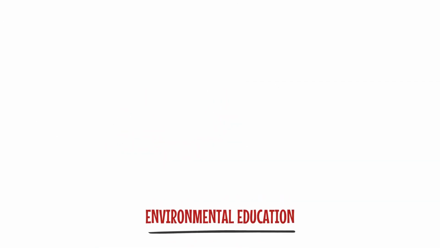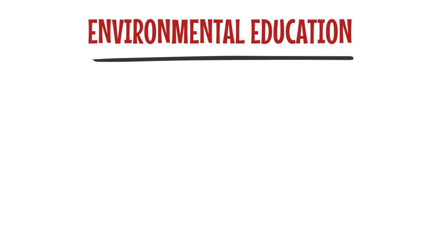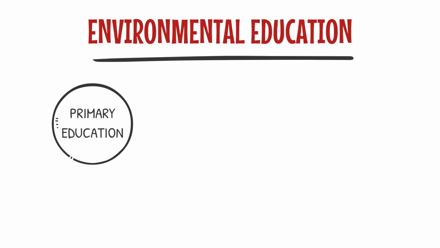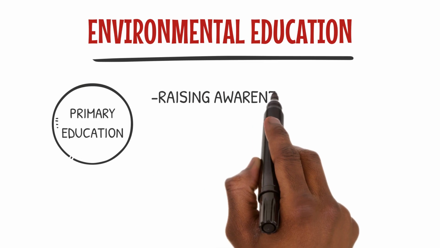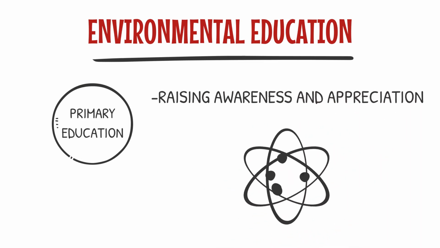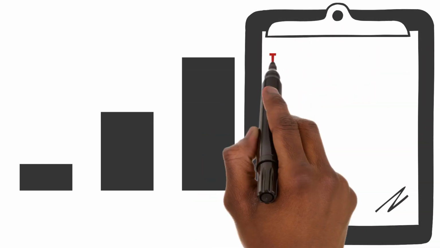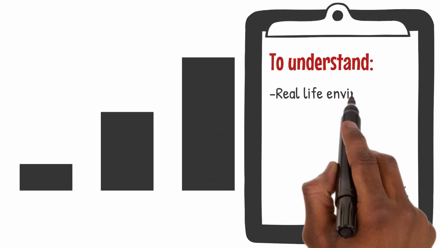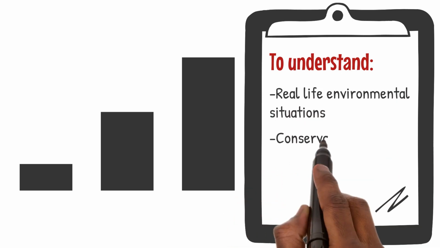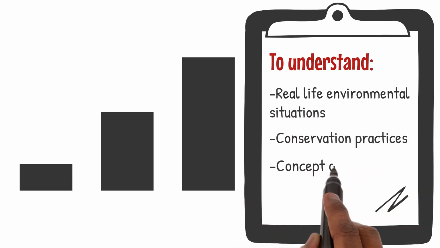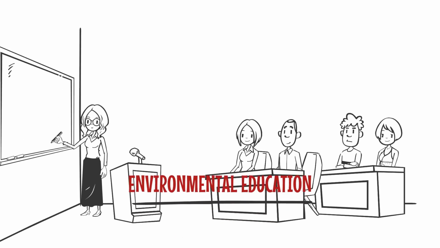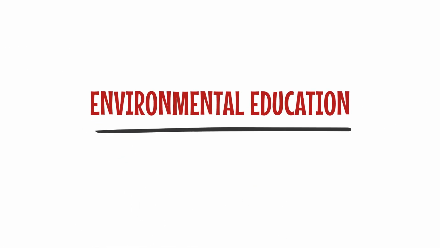Environmental education evolves through educational stages. In primary education, the focus is on raising awareness and appreciation of our interconnectedness with nature's elements. As students progress to higher stages, the emphasis shifts to understanding real-life environmental situations, conservation practices, and the concept of sustainable development. Environmental education extends beyond formal settings.